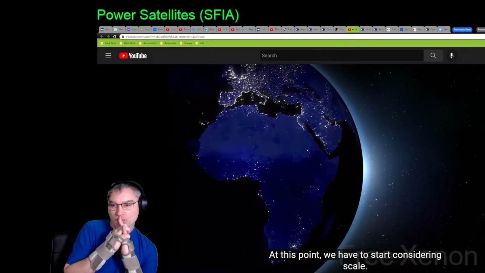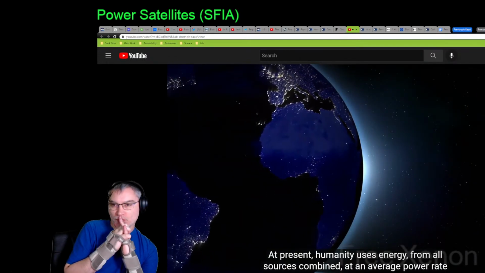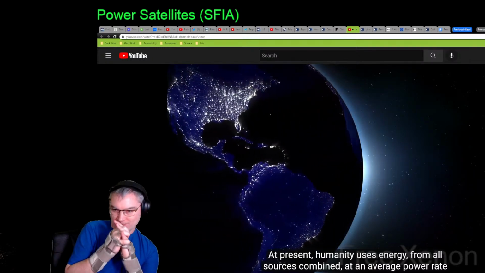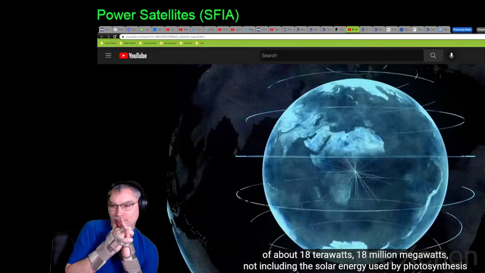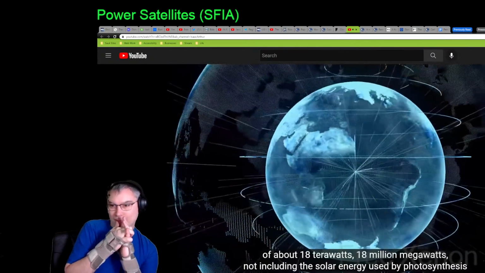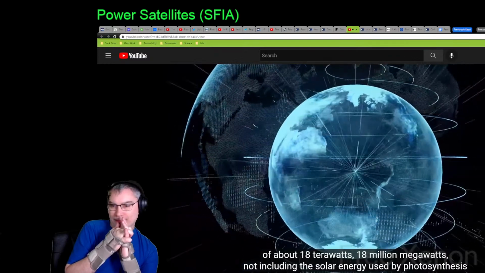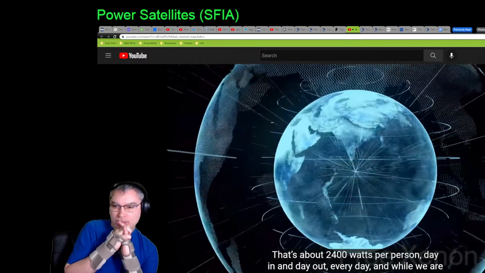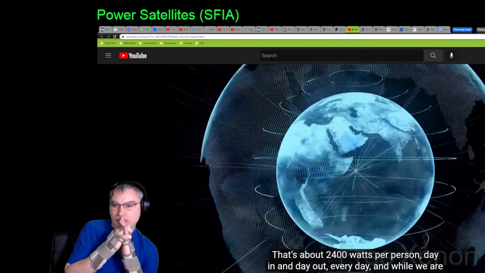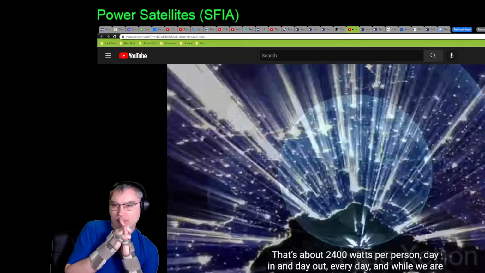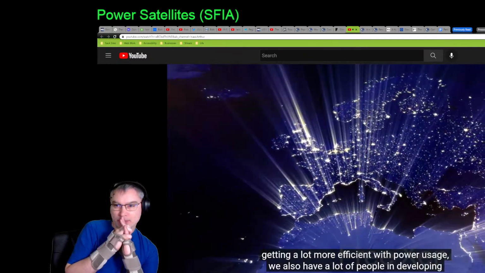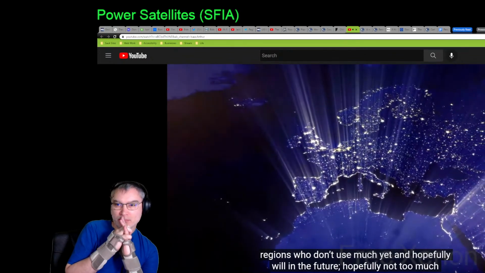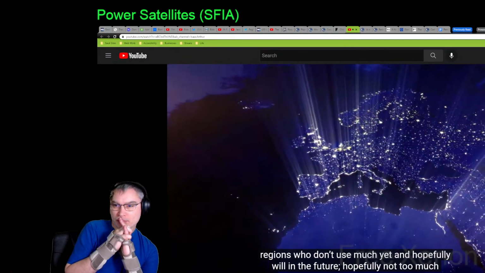At this point, we have to start considering scale. At present, humanity uses energy from all sources combined at an average power rate of about 18 terawatts, 18 million megawatts, not including the solar energy used by photosynthesis and evaporation. That's about 2,400 watts per person, day in, day out, every day. And while we are getting a lot more efficient with power usage, we also have a lot of people in developing regions who don't use much yet, and hopefully will in the future.